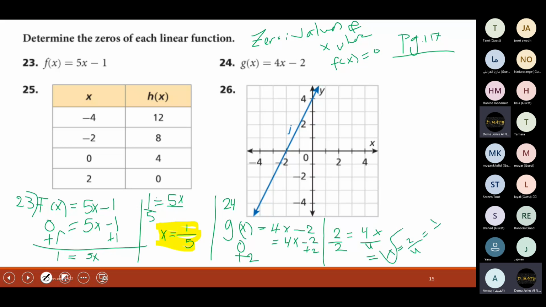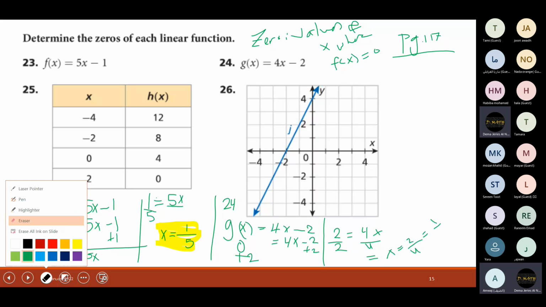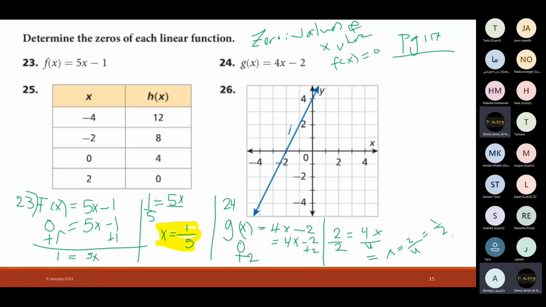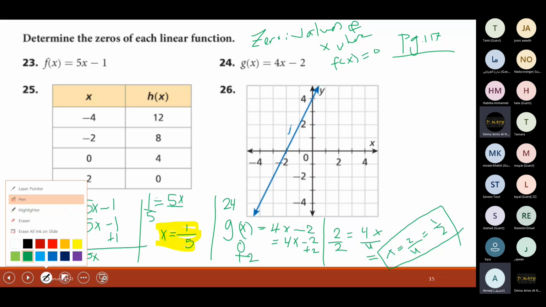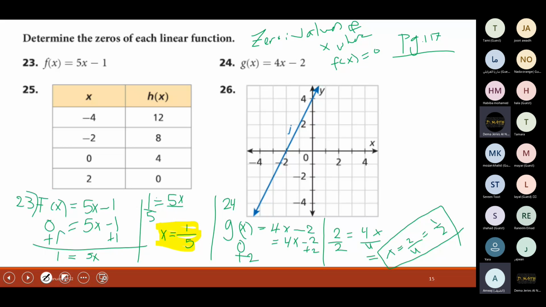So the value of x where it makes f of x equal 0, we call it the 0 of the function, is at point half. So look at me here, number 24 as an example.